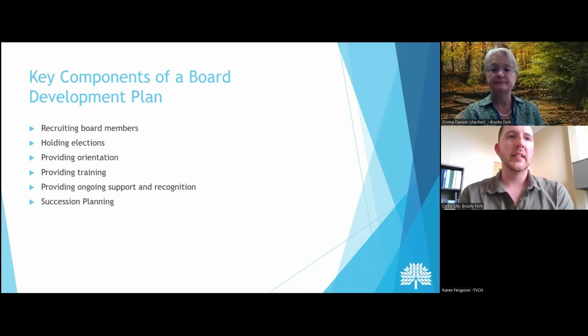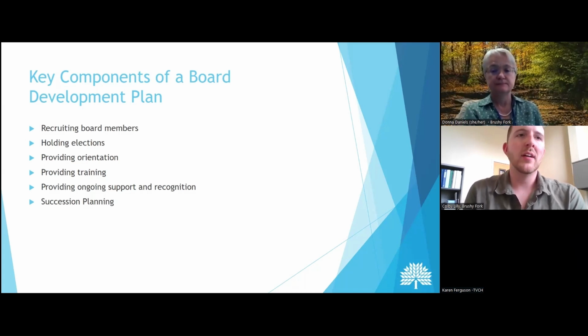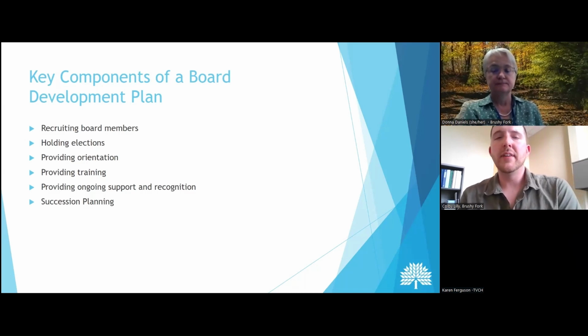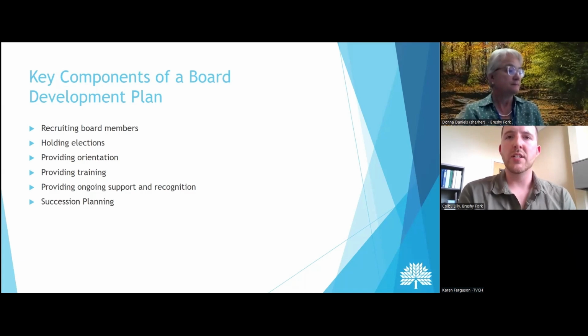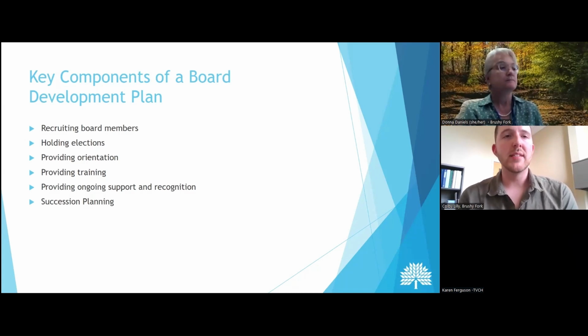And then last of the key components is succession planning, which Donna will get into more detail about in a bit. Succession planning involves identifying and preparing potential candidates for future leadership roles within the organization. This is vital for a few reasons. It provides continuity of leadership and effective governance, mitigates risk of sudden vacancies or turnover, and also allows for smoother transition and onboarding of new board members.